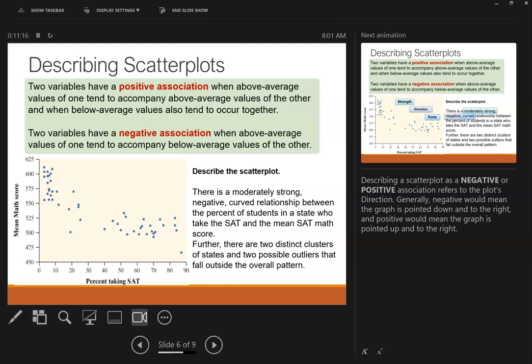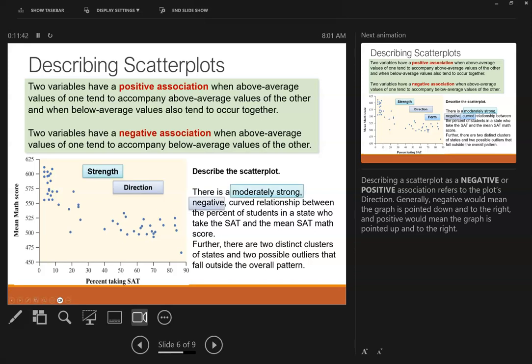Okay, so we said moderately strong, negative, curved relationship, and two distinct clusters. So again, if I look at this graph, there's a bunch here and a bunch down here, but not a lot here in the middle. That's what I mean by the two distinct clusters. And it looks like there's two possible outliers that we talked about here.